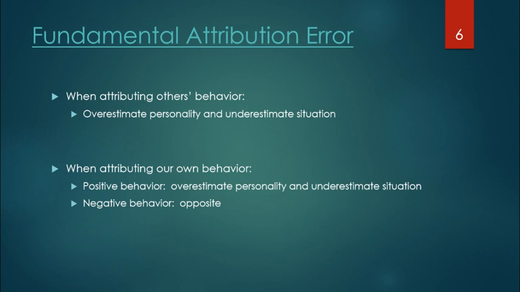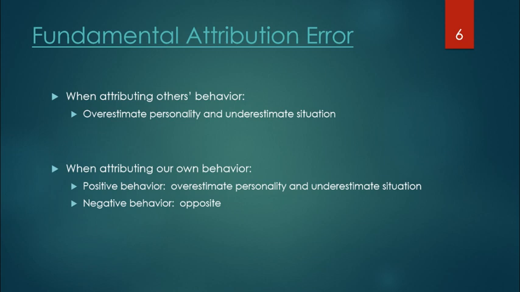So when we see someone else acting like a jerk, we tend to say to ourselves, that person is a jerk. It's not just the situation. They were a jerk yesterday, they're a jerk today, they'll be a jerk tomorrow. It's part of their personality. So that's one half of the fundamental attribution error. When we are explaining someone else's behavior, we tend to rely on personality dispositions. We explain their behavior by saying that's a part of their personality.